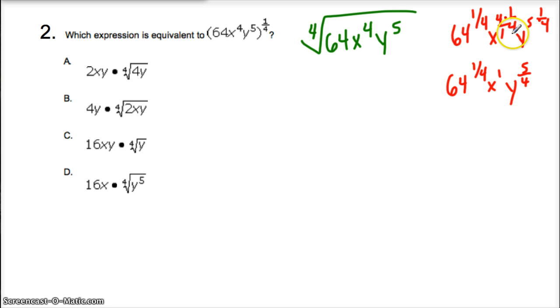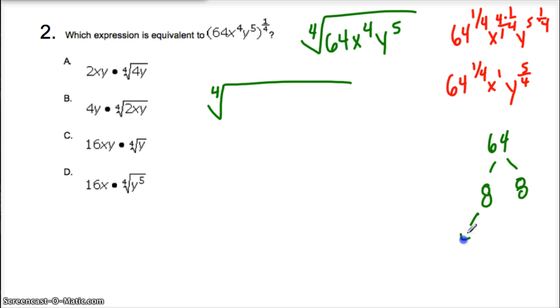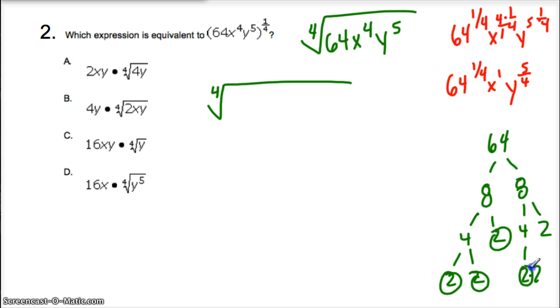Now, even though I showed you this way, I think this way is the easiest because you're used to seeing this expression. So I'm going to go ahead and do this one. So I'm going to have the 4th root of, now 64 breaks down to 8 and 8. 8 breaks down to 4 and 2. And 4 breaks down to 2 and 2. So you have 2, 2, 2, 2, 2, 2. You have 6 2's.